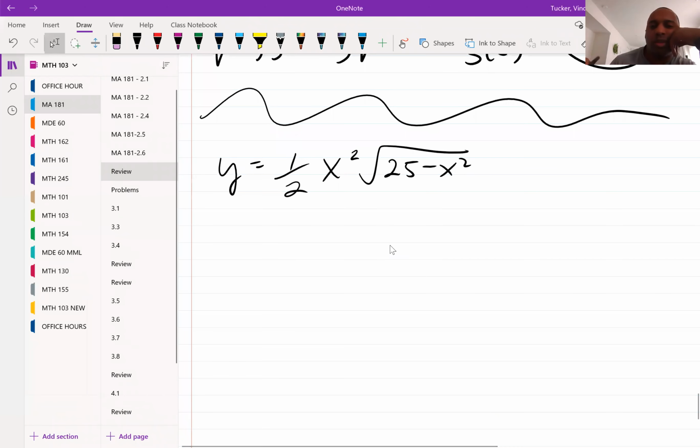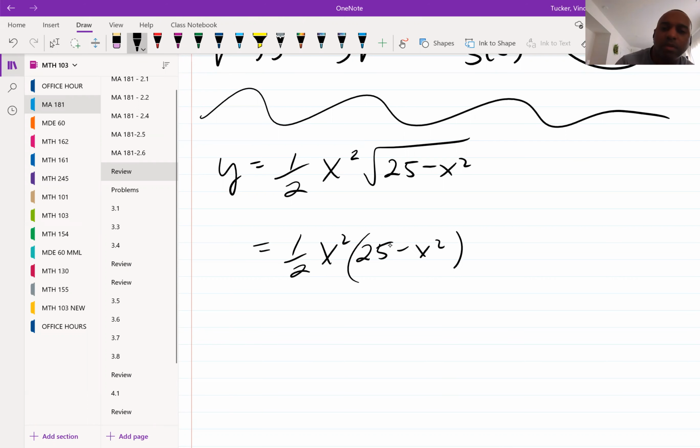All right, so here's a problem by request. Now this problem deals with the product rule and the chain rule. What I would do is rewrite it first before I start taking the derivative, and write this square root to the power of 1/2. Remember, that means the same thing. Square root is the same thing as the 1/2 exponent.